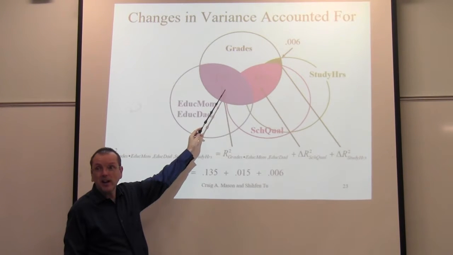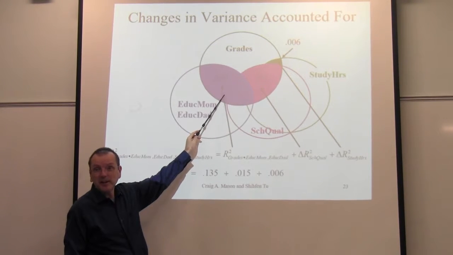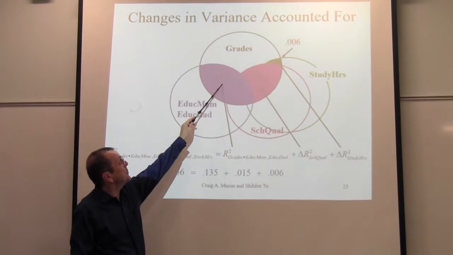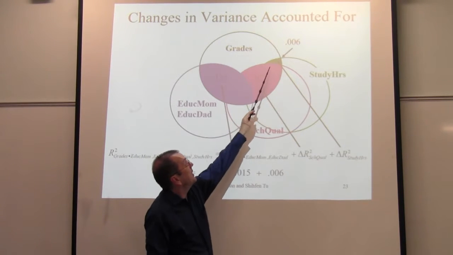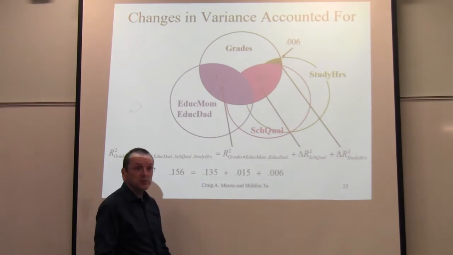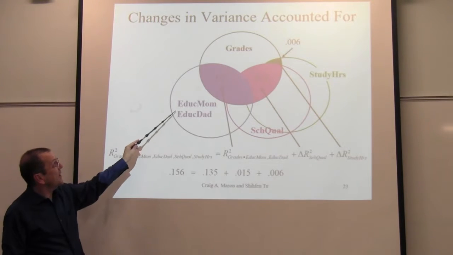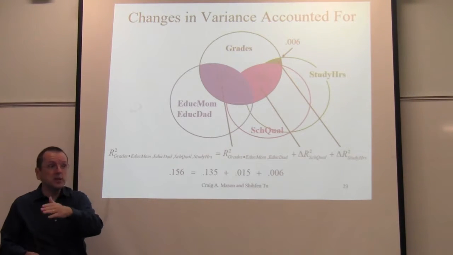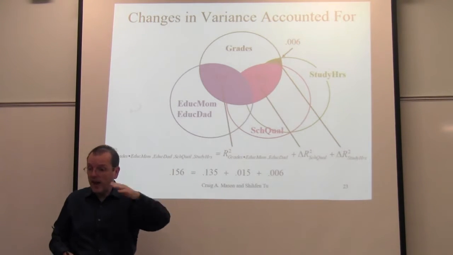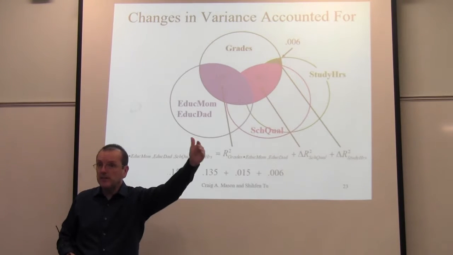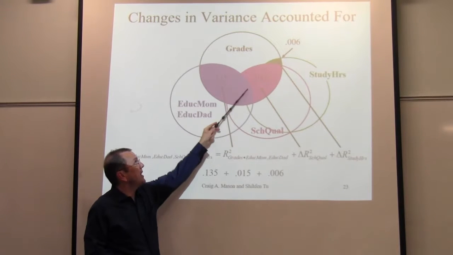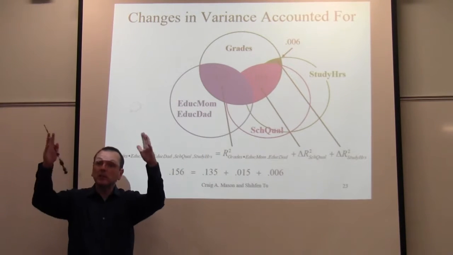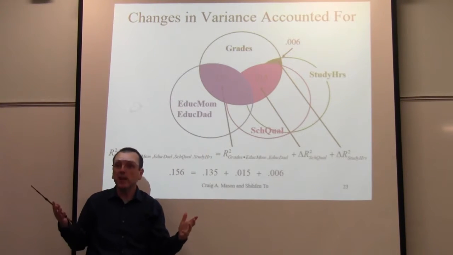I meant to change the colors, but I forgot to make it a little lighter. But it shows up on the slides, right? So that's 0.135. School quality is 0.015. And study hours was at 0.006. So again, it all adds up sequentially just like before. We can add them all up. It all makes sense. We're just talking about mom's and dad's education as a combined concept.